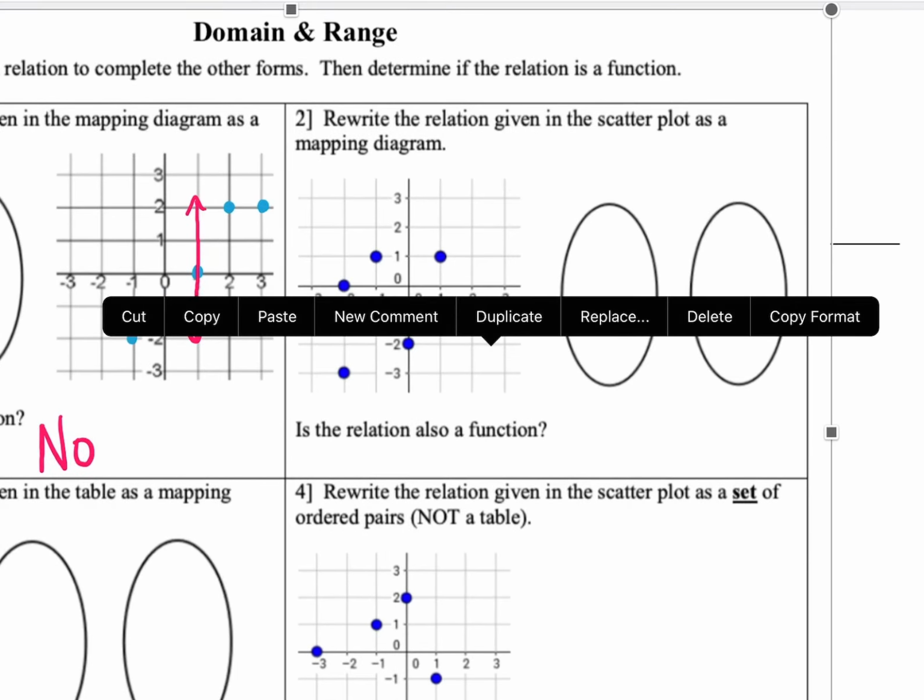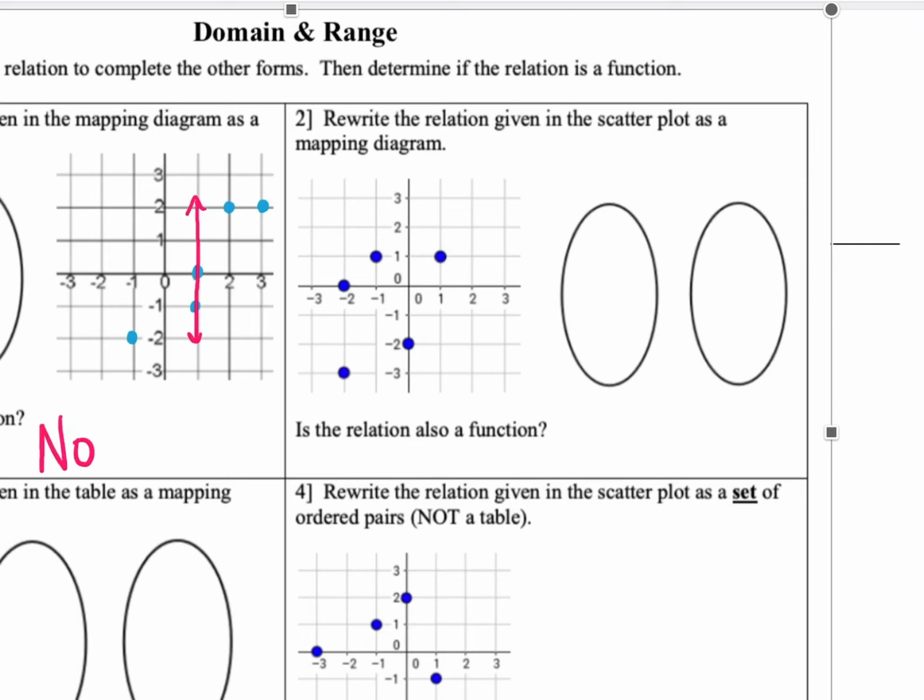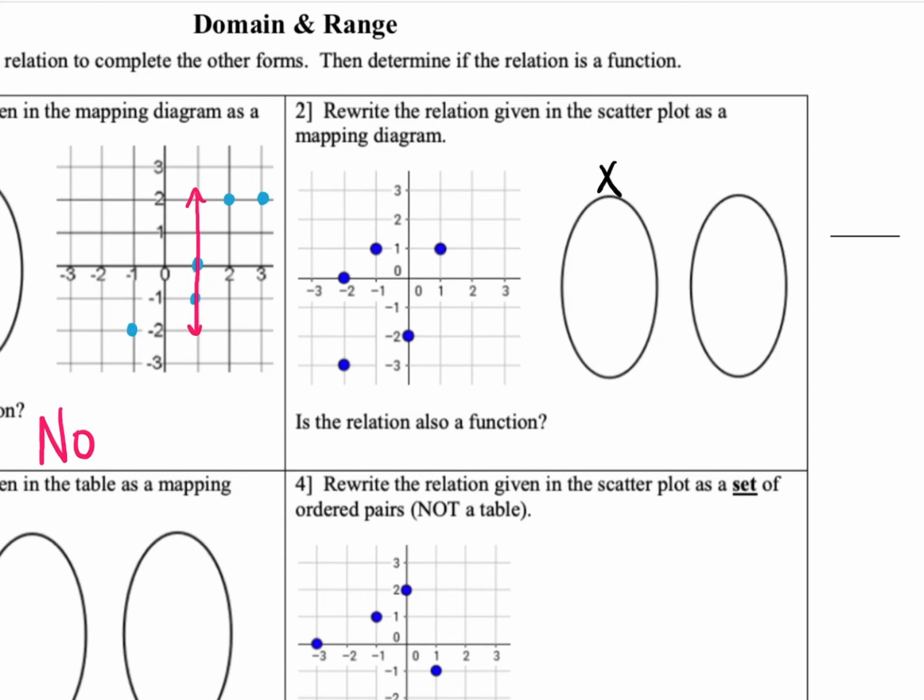Let's move to number 2. Here we have a scatter plot and we have to write it as a mapping diagram. So again, let's have our x's on the left and our y's on the right. When you look at the scatter plot, I really want you to focus on the coordinates. So our first point, we have over -2. That's going to the y coordinate of -3.